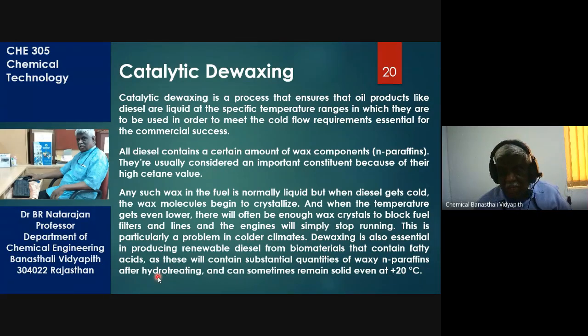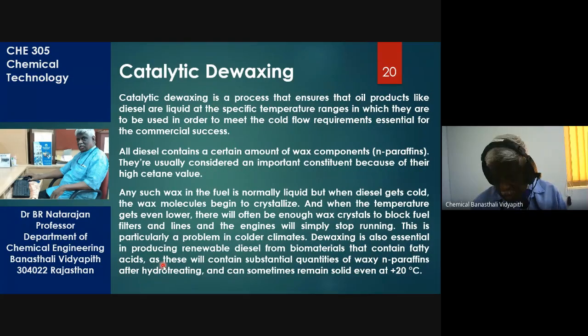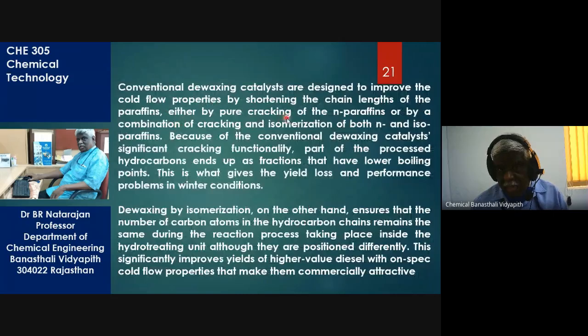So we must ensure that N-paraffins after hydrotreating, which can sometimes remain solid even at plus 20 degrees centigrade, are dealt with. Conventional dewaxing catalysts are designed to improve the cold flow properties by shortening the chain length. Remember, whatever catalyst I use will break my paraffin into smaller paraffin, right? The chain length will be reduced, either by pure cracking or by a combination of cracking and isomerization, or both N and isoparaffin. Because conventional dewaxing catalysts have significant cracking functionality, most of the catalysts used for dewaxing were actually doing the job of cracking, breaking the paraffin into smaller ones, right?